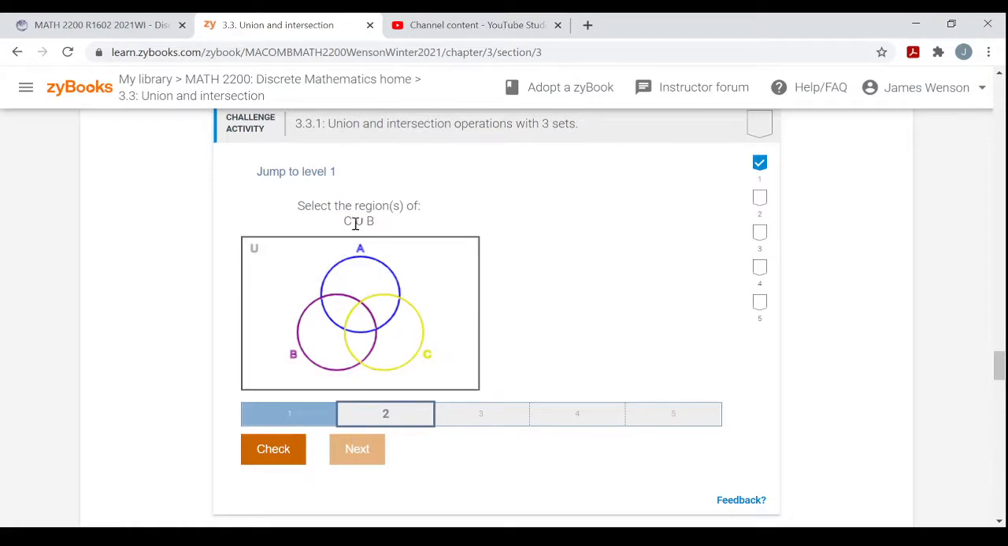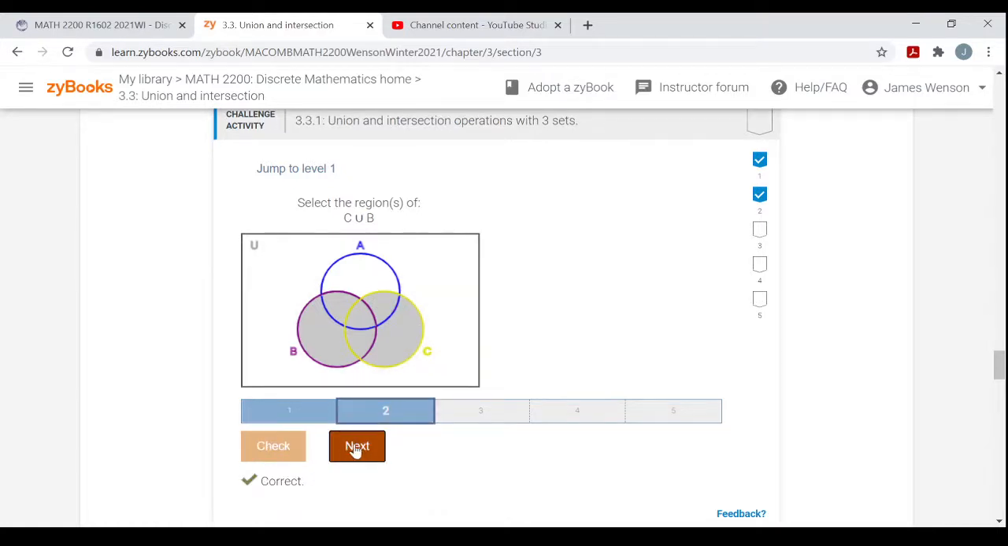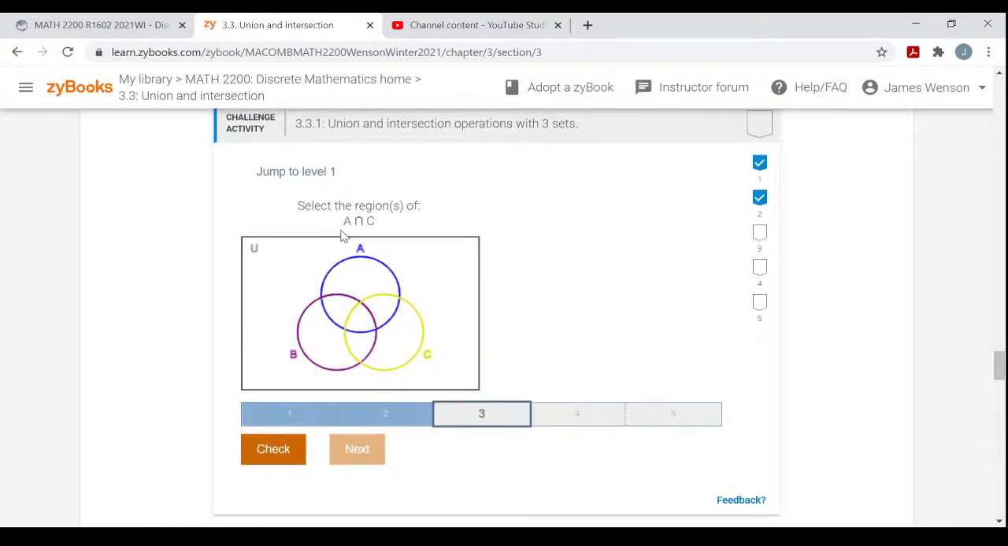How about C union B? It's all the elements that are either in C or in B or both. So I'm going to keep the overlap of C and B highlighted as well. So there's C union B highlighted. A intersect C. This is what's in both A and C at the same time. That would just be in the overlap region for the yellow and blue circle.